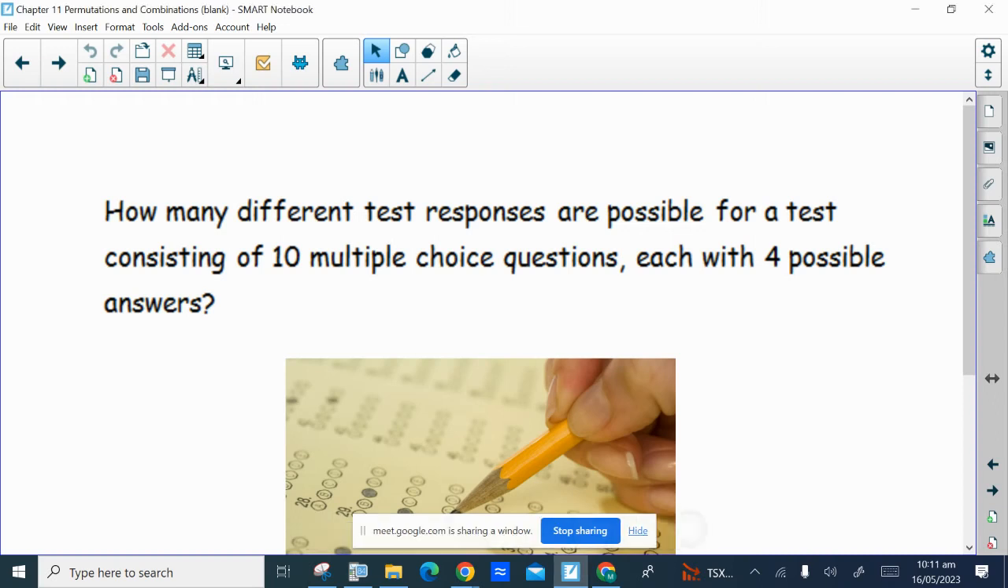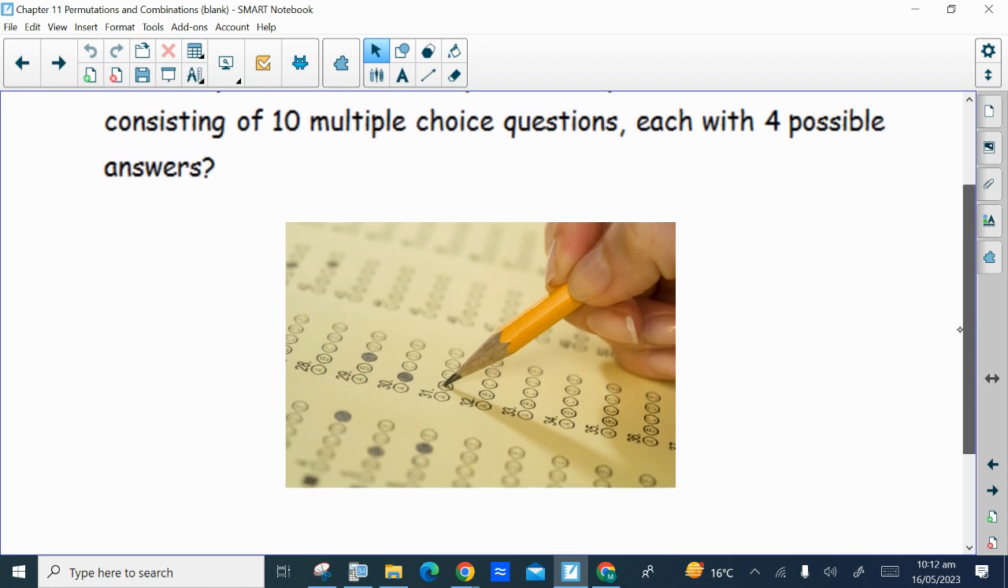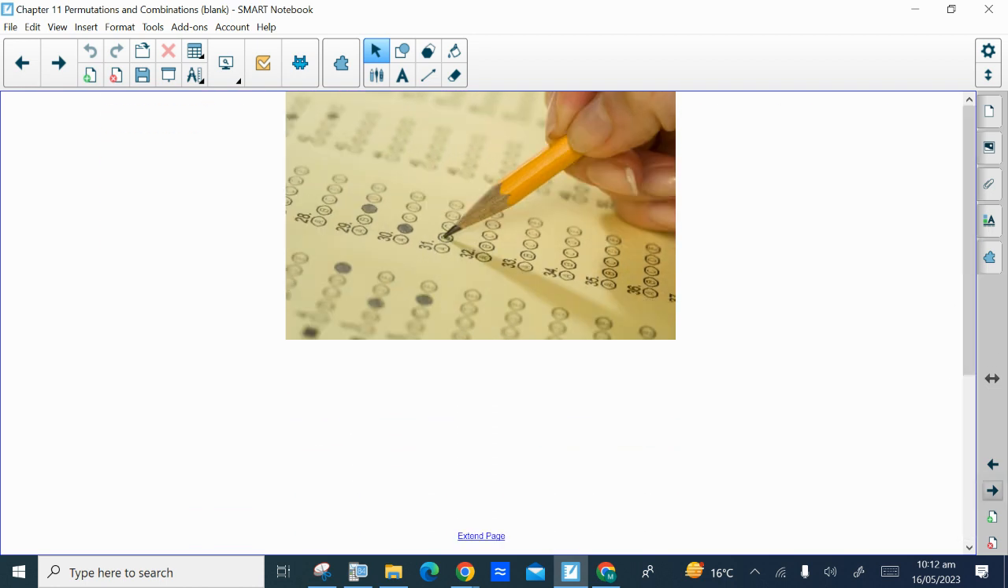So, permutations and combinations basically is going to be talking about counting. How many different ways can things occur? So, one example would be how many different test responses are possible for a test consisting of 10 multiple choice questions, each with 4 possible answers. So, if you're guessing on every question, how many different potential guesses could a person have, or how many different responses could be given for that test?